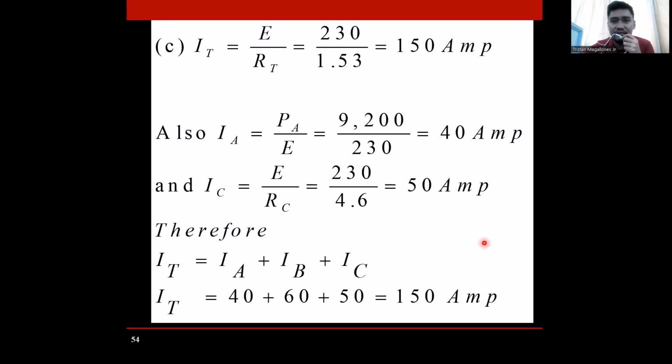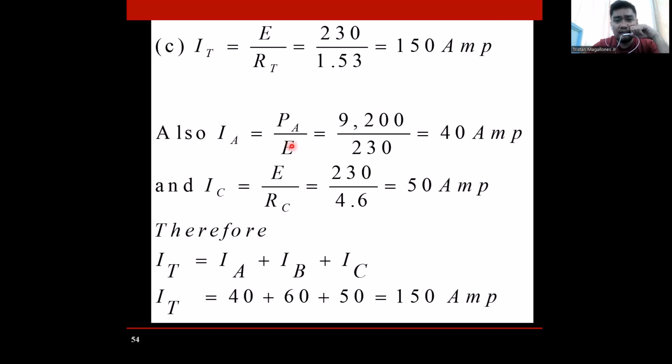So your total current will be the total voltage divided by the total resistance, that is 1.53, the value of your total resistance. So 230 volts divided by 1.53 ohms. So you get a total current of 150 amperes.